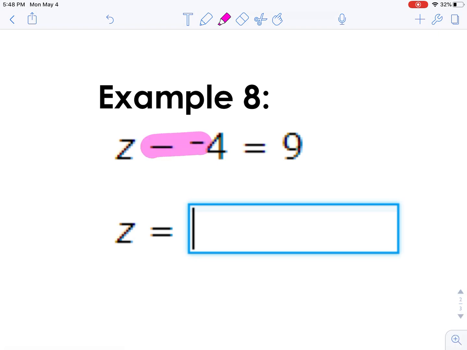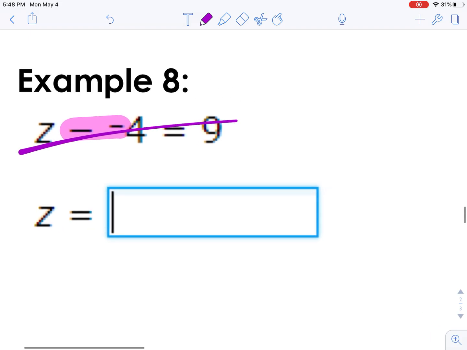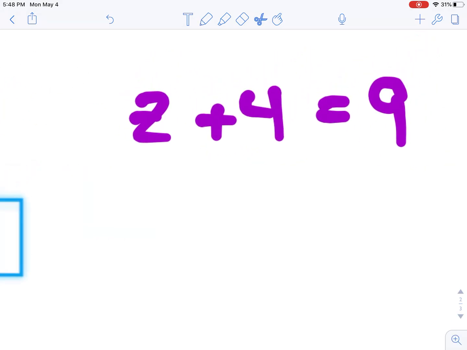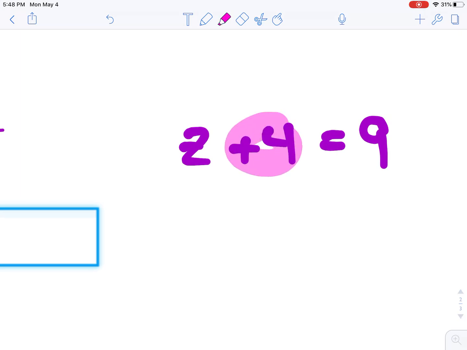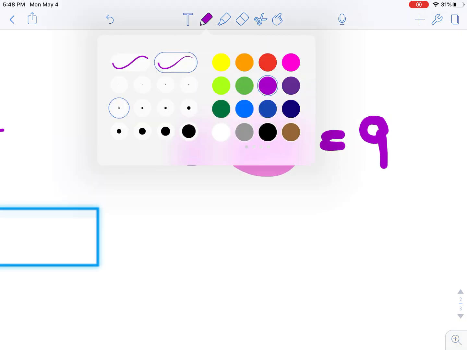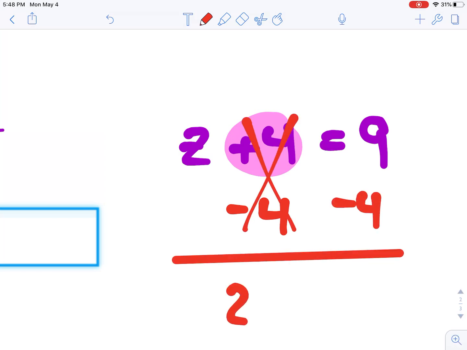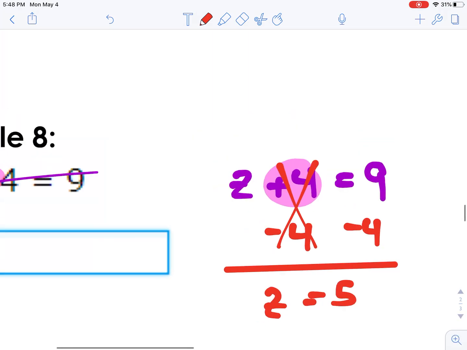I really don't like double signs, so minus a negative is really plus a positive. So I would just rewrite this problem as +4 equals 9. I would rewrite it before you even begin working with inverse operations. Now if you have a +4, to undo that, you're going to subtract 4. And then your z is 5.